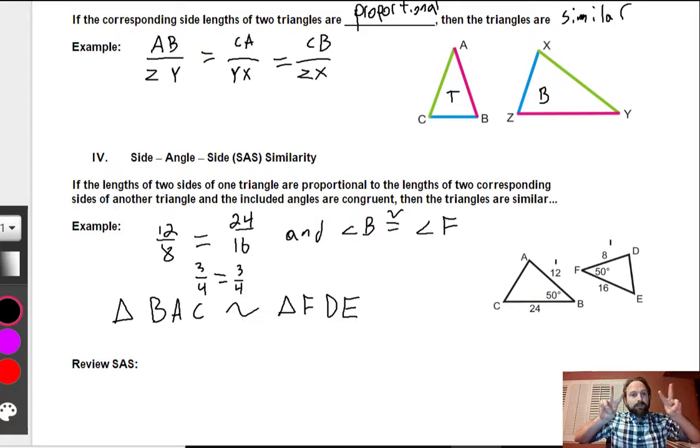Go ahead and hold your fingers like that. 2 fingers. Give me some deuces. So it's always going to be side, angle, side. It's going to be the angle in between the two sides. If these two are proportional, and the angle in between is congruent, then bada bing, bada boom, the triangles are similar. All right, let's go on to some example problems.